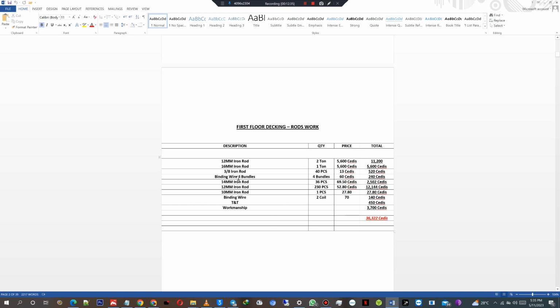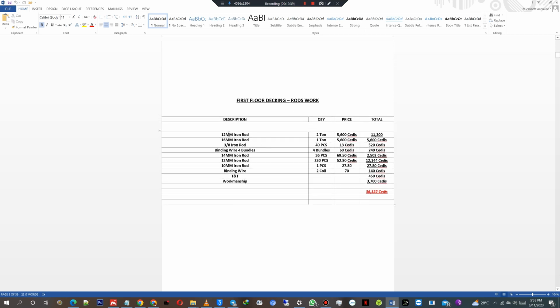Okay, so the decking, these are the rod works for the decking. I first bought 2 tons of 12 rod, which cost 5,600 Ghana cedis, and it wasn't enough, so it became 11,200 Ghana cedis. And I bought 1 ton of 16 rod. The 16 was enough because it was used for the beams, and it was enough for the first floor decking.